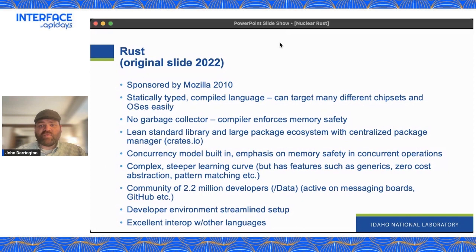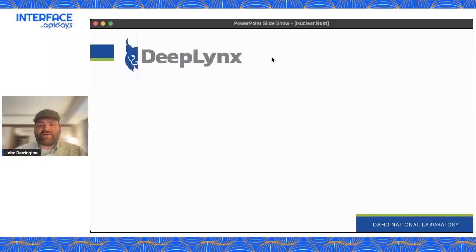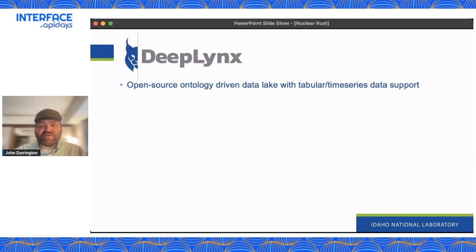So within 3 months, we have a piece of software at INL called DeepLinks. It's an open source ontological graph data lake with tabular and time series data support. I'm not going to spend tons of time on this, but it was originally mostly Node.js. And I think you can already see some of the problems floating up with dealing with data with Node.js, because it's a single-threaded language. It does not have good compute power, because you're blocking the event loop, so to speak, when you're doing high compute.